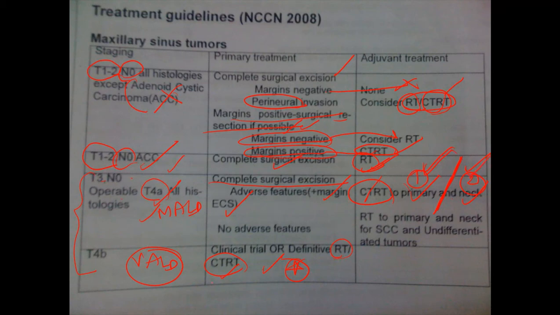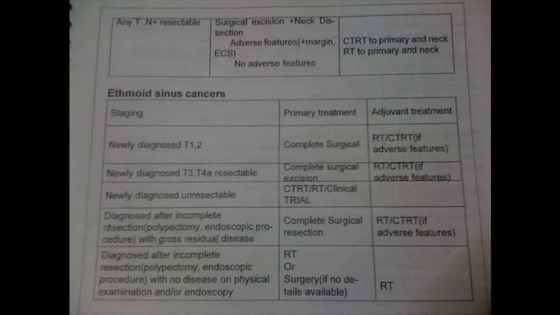So if there are no adverse features in T3, you have to go for radiotherapy to the primary and neck for squamous cell carcinoma and undifferentiated tumors. For T1, T2, you go for surgery. For T3, T4, you go for radiotherapy and chemotherapy. You can just try to remember it like that.